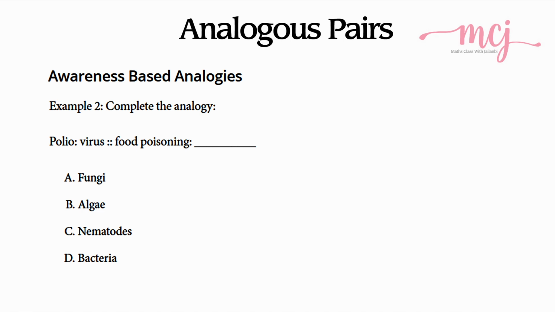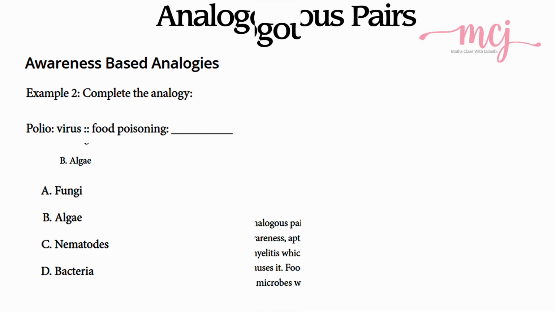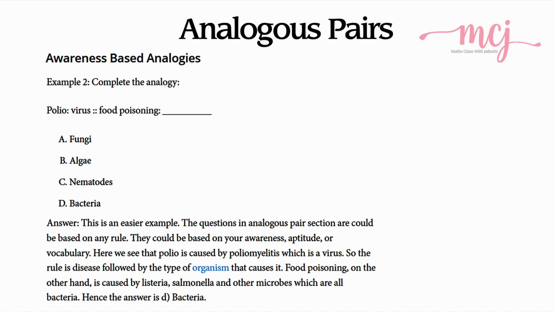Awareness-based analogy. Here we have some examples. Complete the analogy. Polio virus, food poisoning, dash. He gave some options. Let us find out the answer. This is an easier example. The questions in analogous pair section could be based on any rule. They could be based on your awareness, aptitude or vocabulary.